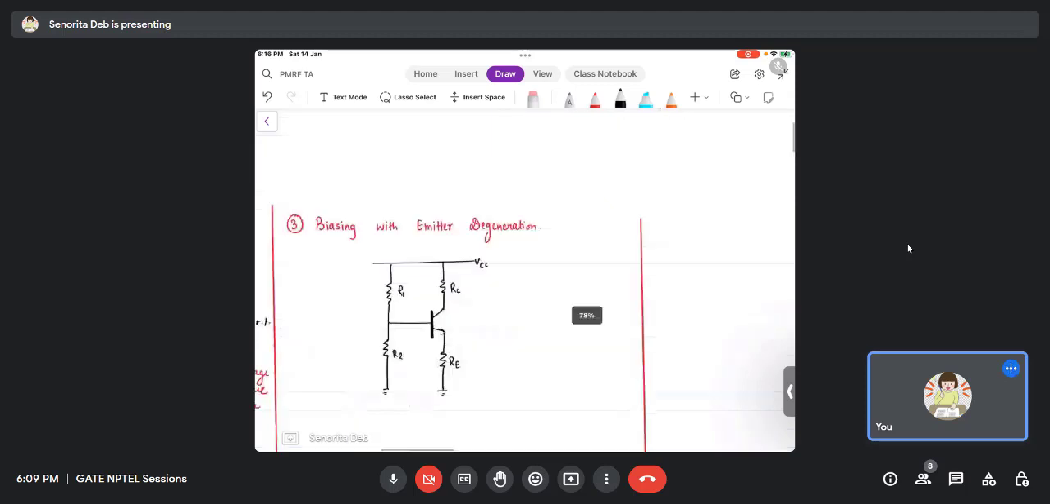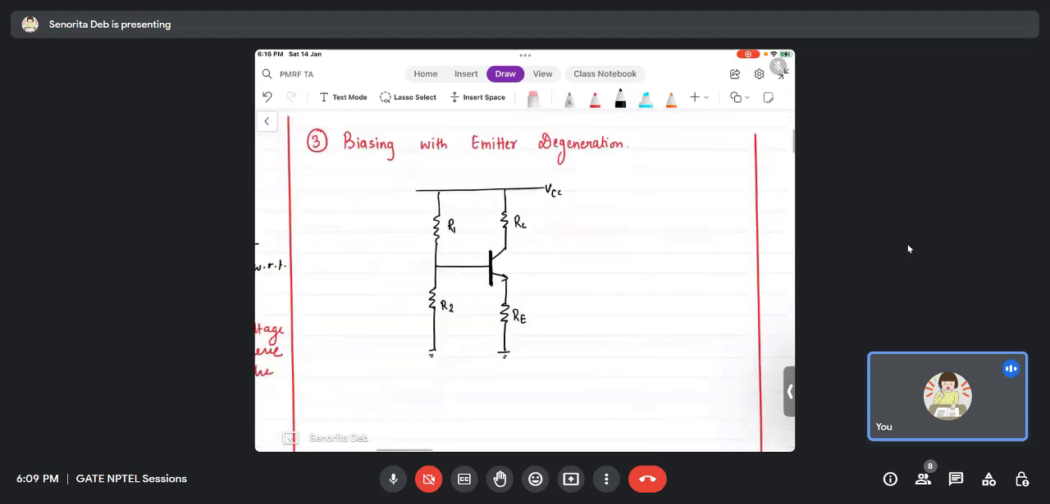Then let us start with biasing with emitter degeneration. What we saw earlier was that the resistive divider biasing technique is not very effective, right? If there is a change in the resistor value R1 or R2, correspondingly VB can vary a lot. Even when the transistor was invented and people had to use it, they saw that this technique of resistor divider biasing is not effective.